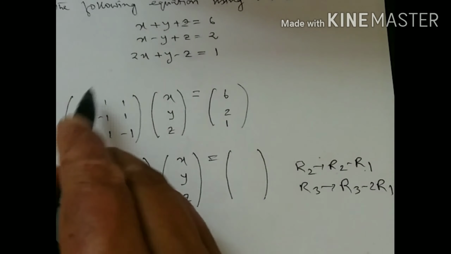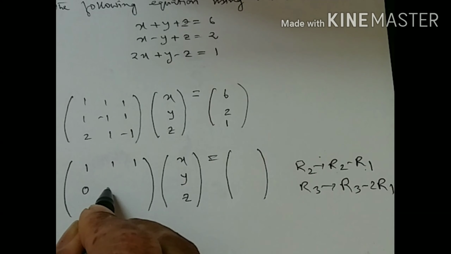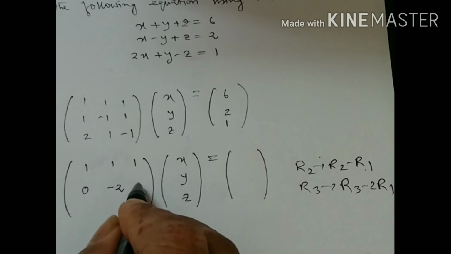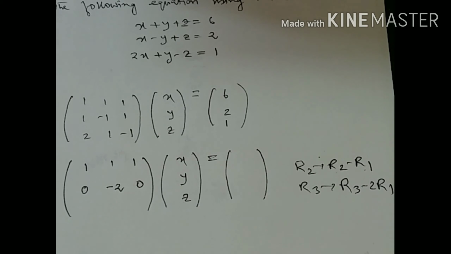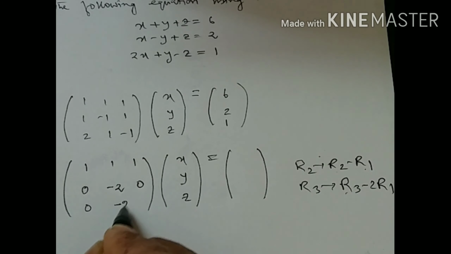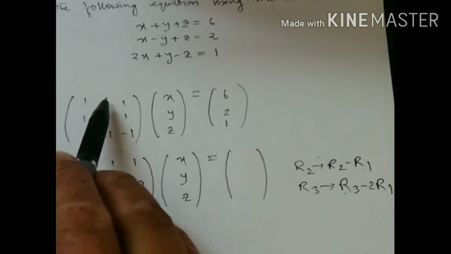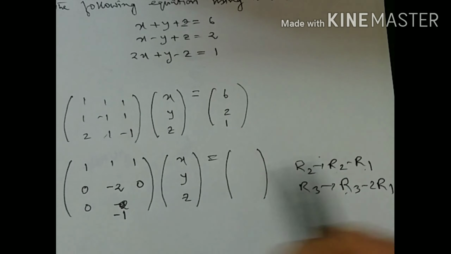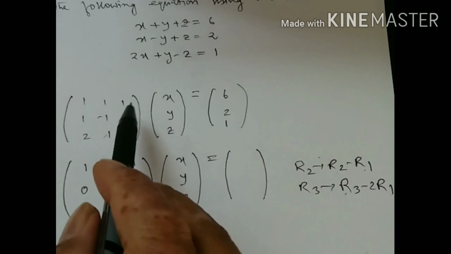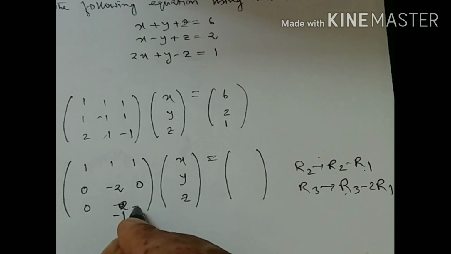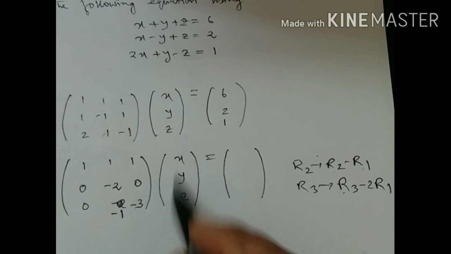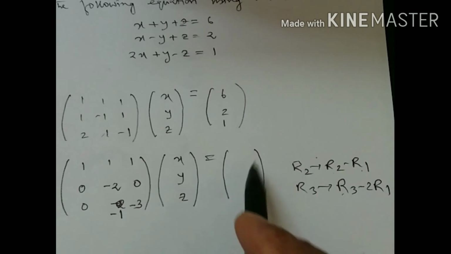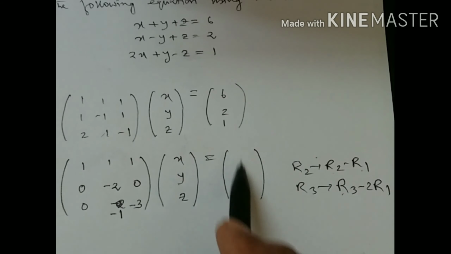So we are doing the operation R2 minus R1: 1 minus 1 is 0, this is minus 2, and 1 minus 1 is 0. We have to make zeros. Now R3 minus 2 R1: 2 minus 2 is 0, this is minus 1, 1 minus 2 is... sorry, this is minus 1, and minus 1 minus 2 is minus 3. So the coefficient matrix is transformed, and you have to do the same elementary row transformation on the right-hand side matrix.